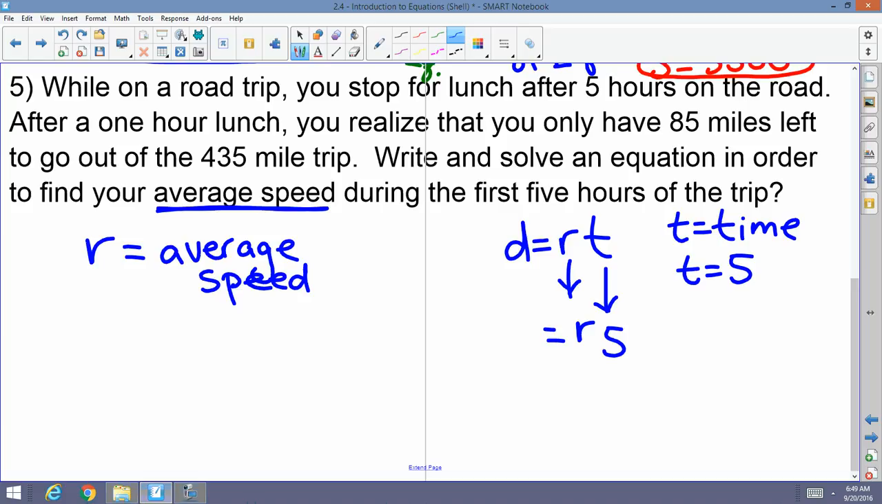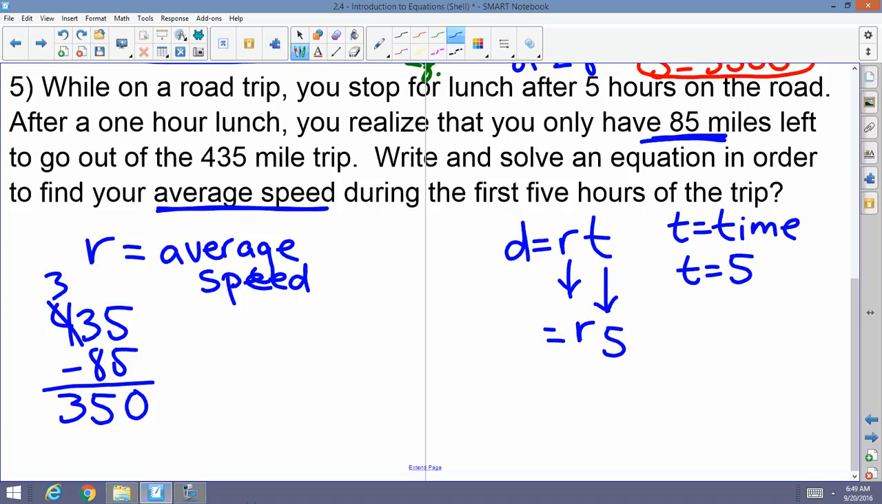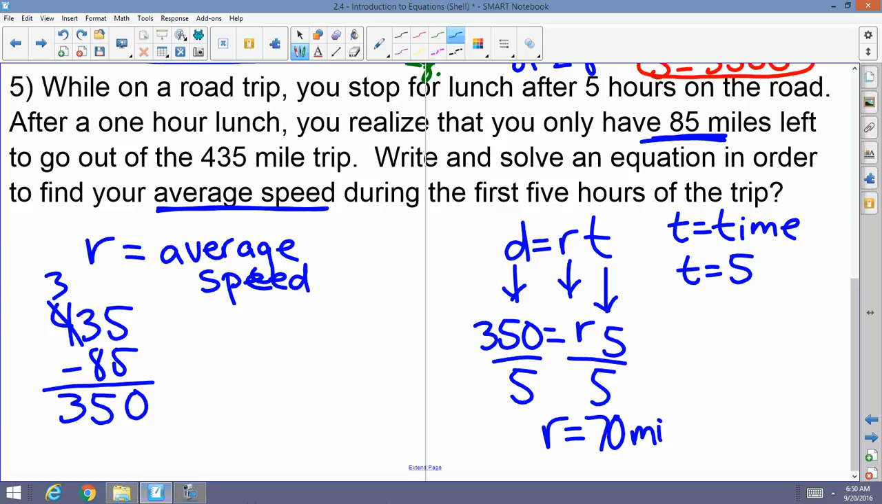Now, before you all say 435, no, that's wrong. Remember, after 5 hours, he has 85 miles left. So how far did he really go in those first 5 hours? Well, 435 miles minus 85 miles left to go means that he traveled 350 miles in those first 5 hours. So my distance is 350. Now I want to solve for R. So I'm going to divide both sides by 5, and R equals 70 miles per hour.